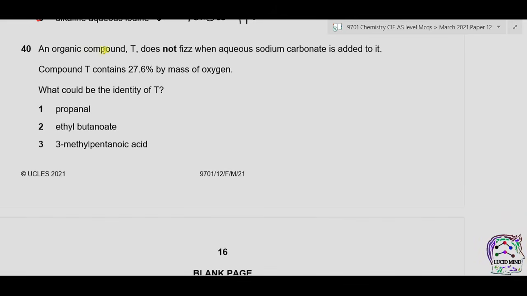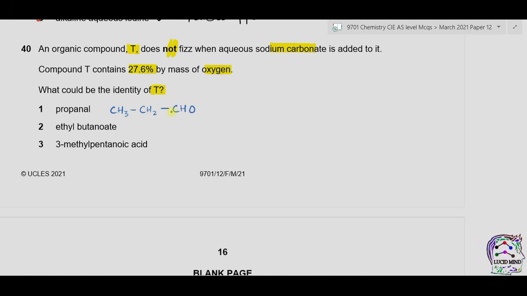Question 40. An organic compound T does not effervesce when aqueous sodium carbonate is added to it. Compound T contains this much percentage by mass of oxygen. What could be the identity of T? First one is propanal. Propanal is aldehyde. We have 3 carbon atoms, CH3, CH2, CHO. Propanal does not react with sodium carbonate to form any gas.